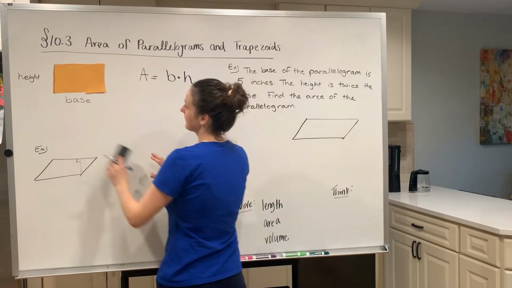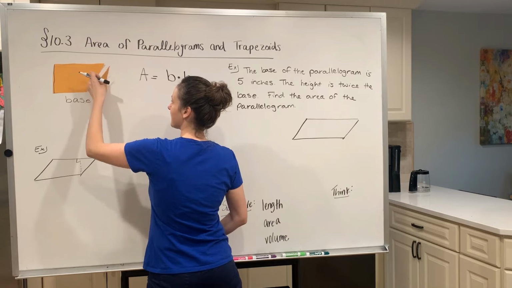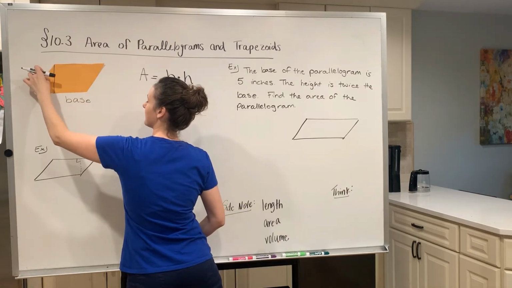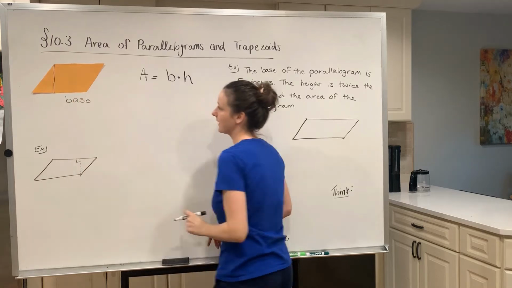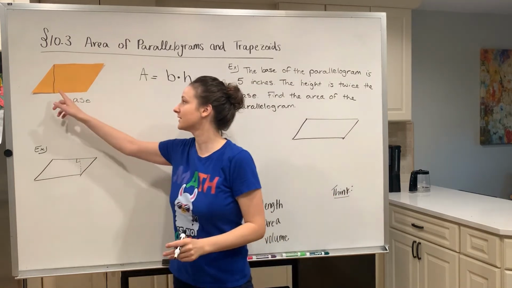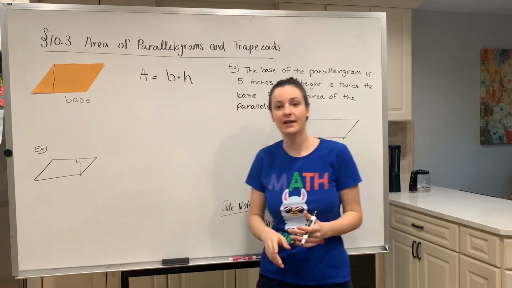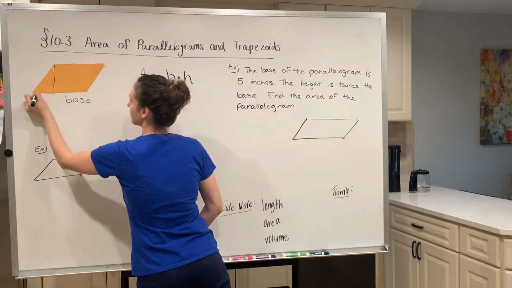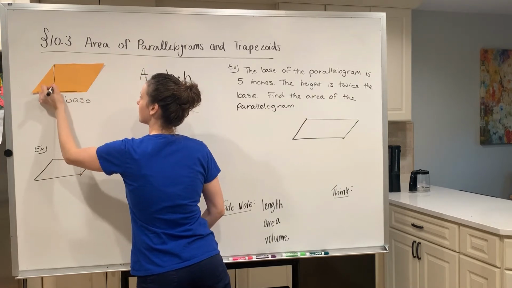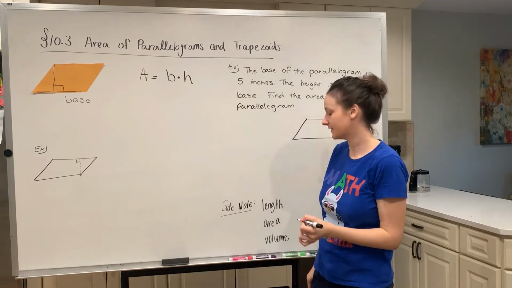Now let me put the parallelogram back here. Notice that the height of the parallelogram is not this left side or this right side, okay? It is going to be the distance from the top of the parallelogram down to its base. The height and the base are perpendicular to each other. Remember, perpendicular means that they will form a right angle, the height and the base.